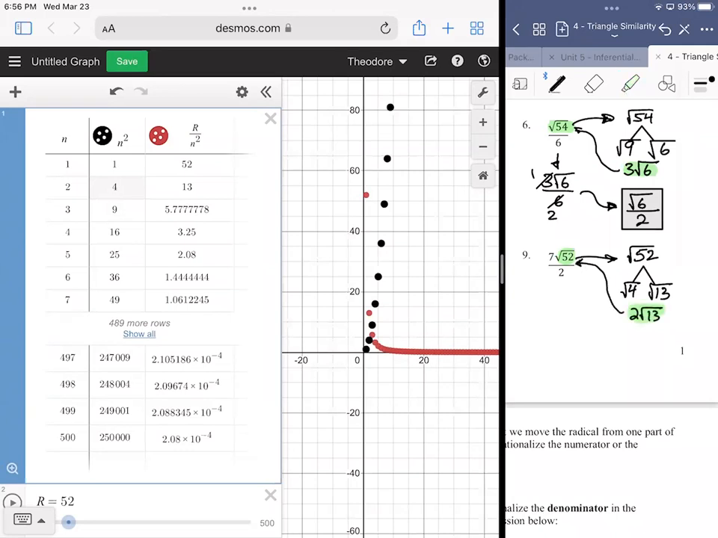So now in the numerator, I'm only replacing the rad 52 with the 2 rad 13. So I still have the 7, and I still have the 2 on the bottom. It was 7 times rad 52 on the top. So now it's 7 times 2 rad 13 on the top.